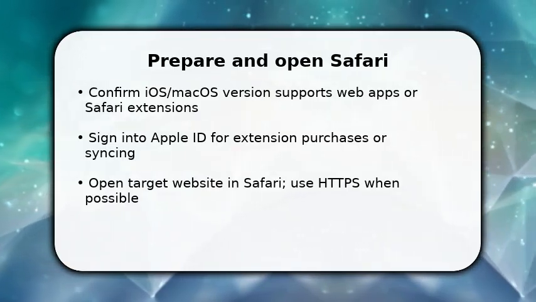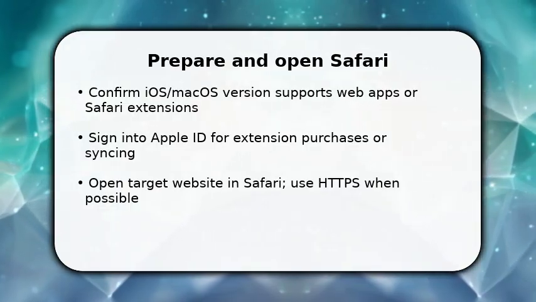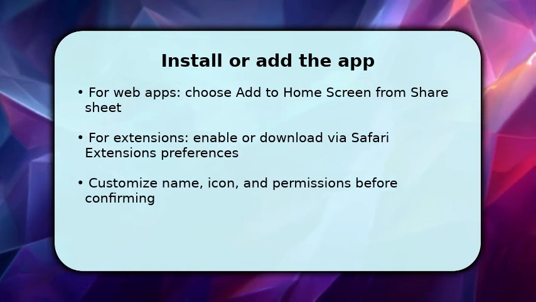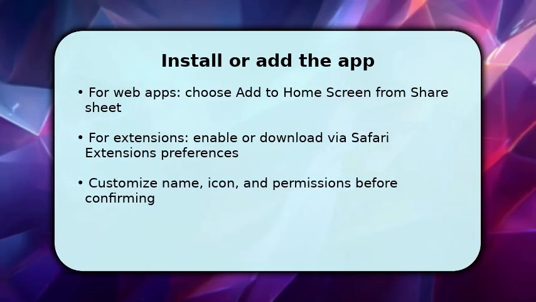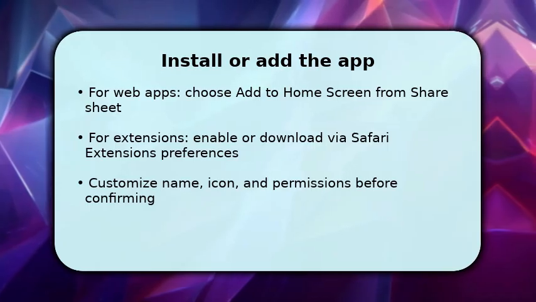Now tap the Share button on iOS or choose Safari Settings extensions on Mac OS to move into the first action. Next, add the app itself. For web apps on iPhone or iPad, tap Share, pick Add to Home Screen, edit the name if needed, then tap Add. Safari saves an icon and launches standalone.